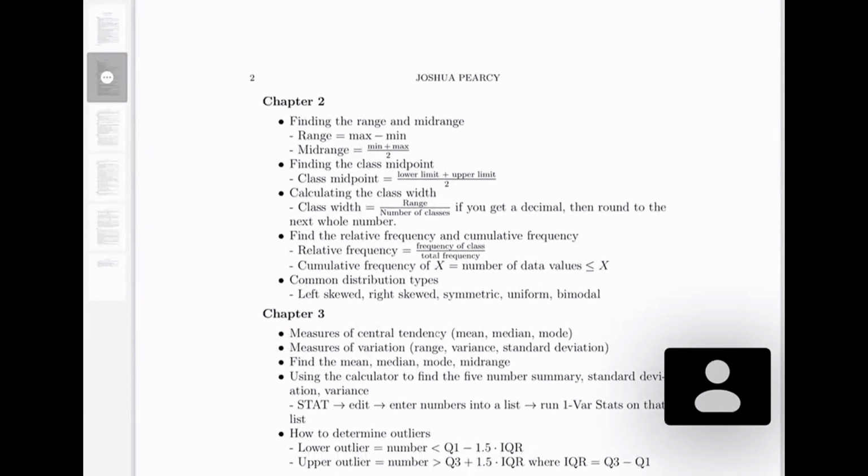And then we talked about finding the class midpoint. So how did you do that? It was just like finding the midpoint of anything. You take the lower limit, add it to the upper limit, and divide by 2.